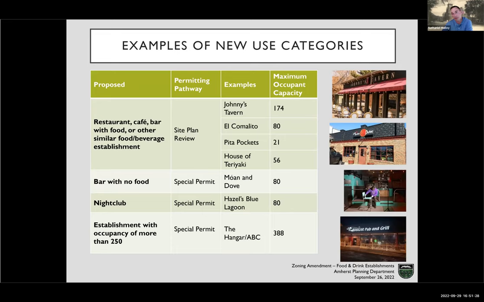A bar with no food is the Moan and Dove. And so we're saying that would be a special permit. A nightclub is Hazel's. I think there's only one or two in town. And then a larger establishment like the Hangar, which has almost 400 occupant capacity. So that's a really big space.